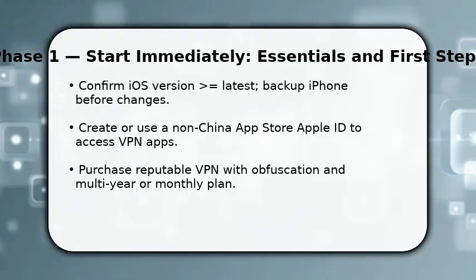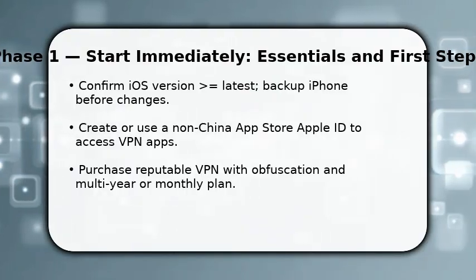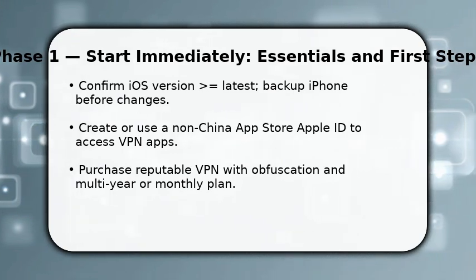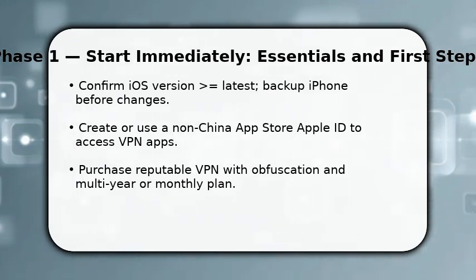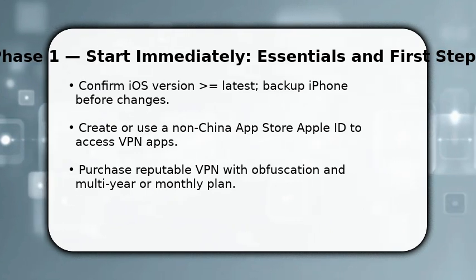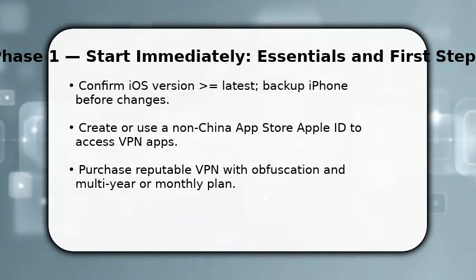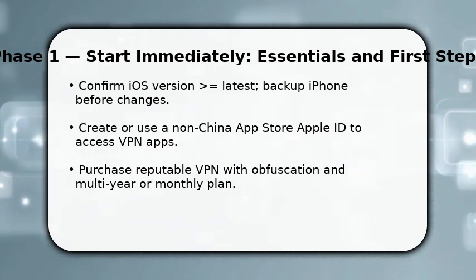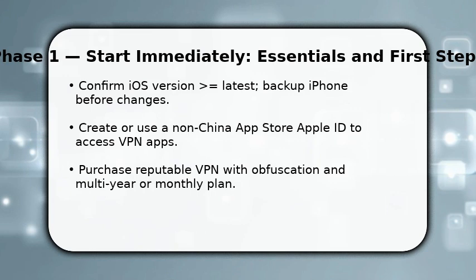Enjoy the video. You start by confirming your iPhone is updated and backed up. That prevents data loss if you change settings. Next, make or sign into a non-China App Store Apple ID so you can install VPN apps normally. This step bypasses local app restrictions.